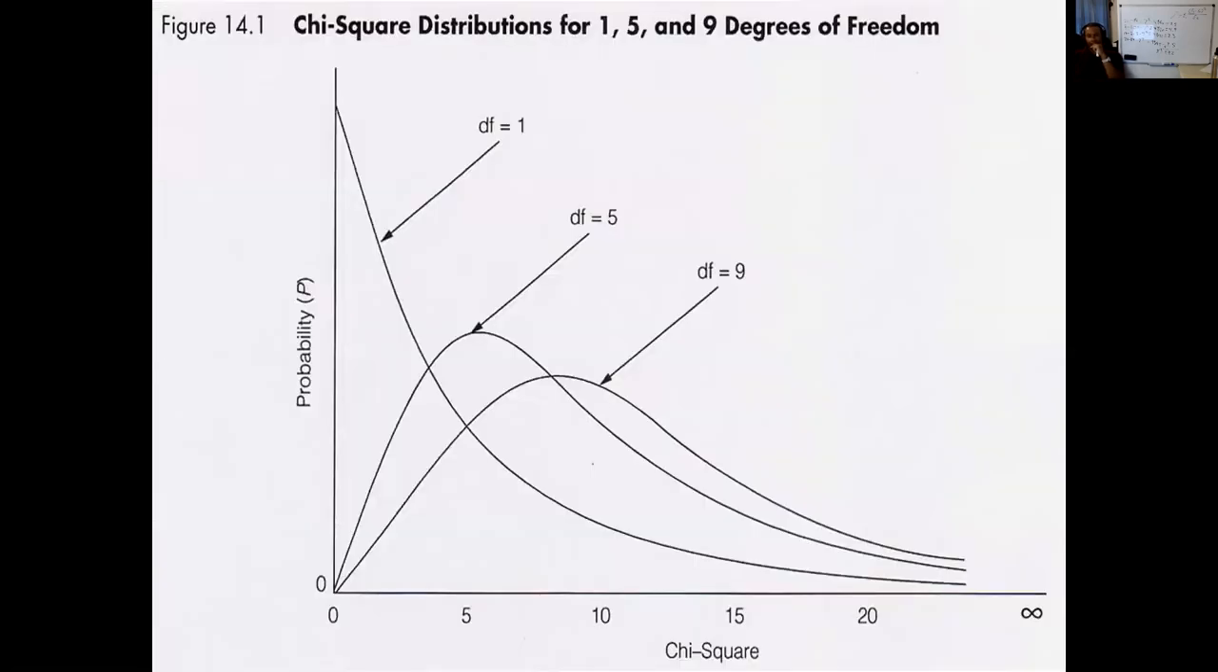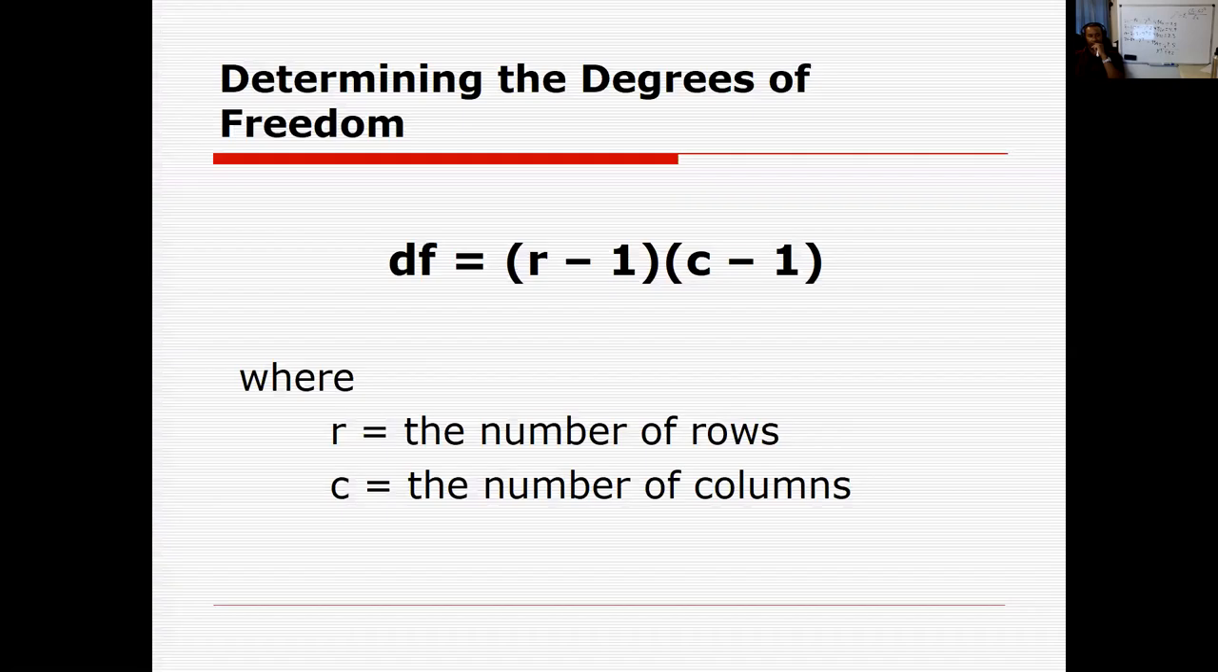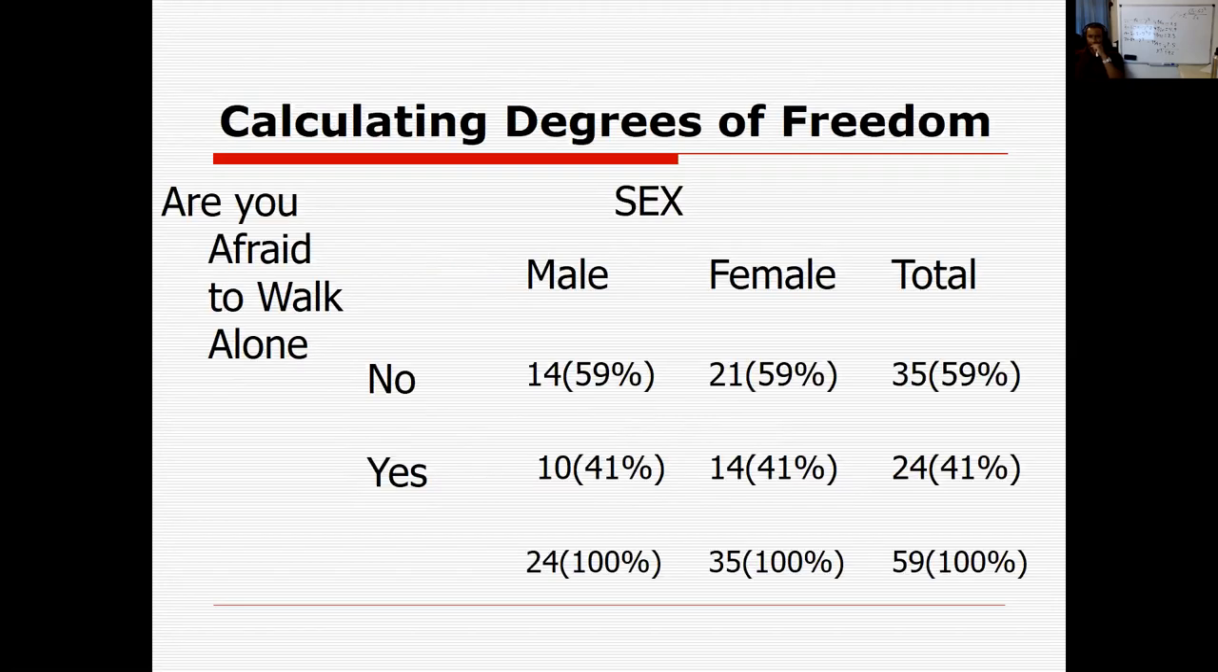How do we go about calculating the degrees of freedom? It's actually a pretty simple calculation. What you're going to do is take how many rows you have and subtract 1. Then take how many columns you have, and subtract 1. Columns are the vertical ones, rows are the horizontal ones. You get those two numbers, and then you multiply them together. Then you get your degrees of freedom. What is our degrees of freedom for this crosstab?